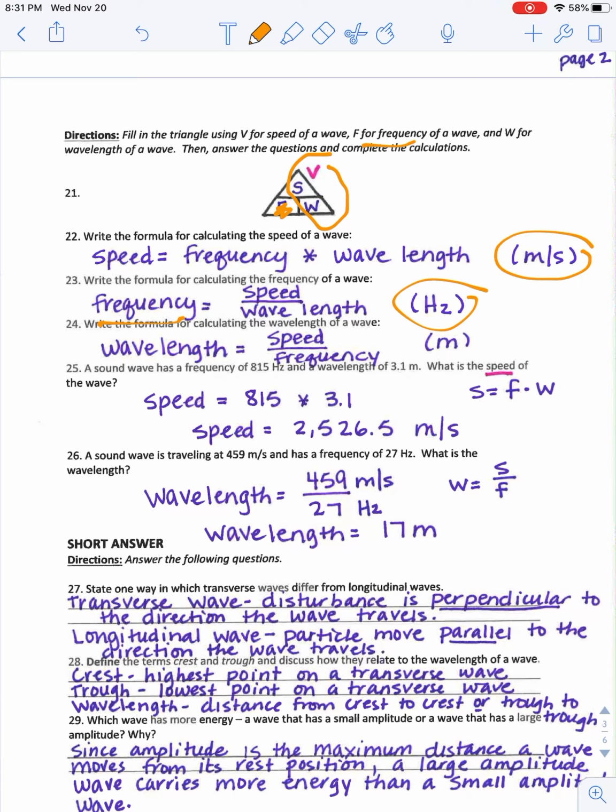All right, so my third example was I am looking for the wavelength. So I'm going to cover up wavelength. What am I left with? Speed divided by frequency. And it's a length, and my unit is going to be meters.